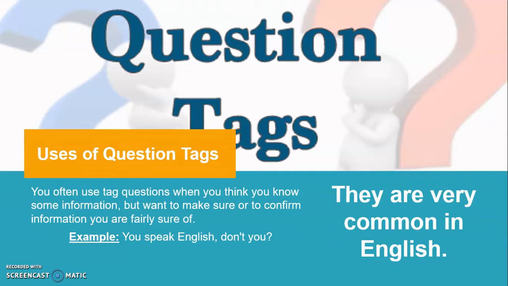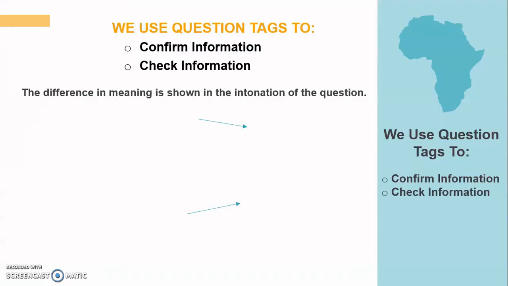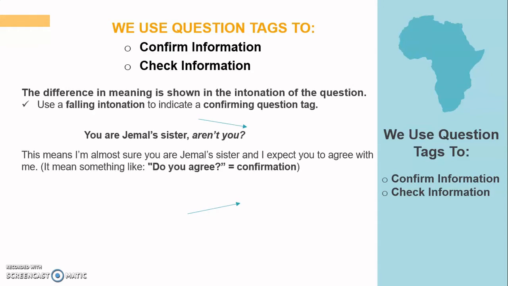Look at the example. You speak English, don't you? With different intonation, the meaning changes. You speak English, don't you? So in English, we have two ways to use question tags. That is to confirm information or to check information. The difference in meaning is shown in the intonation of the question. Firstly, you can use a falling intonation to indicate a confirming question tag.